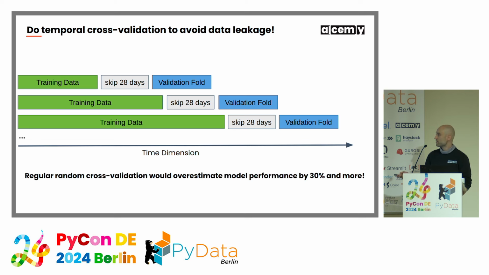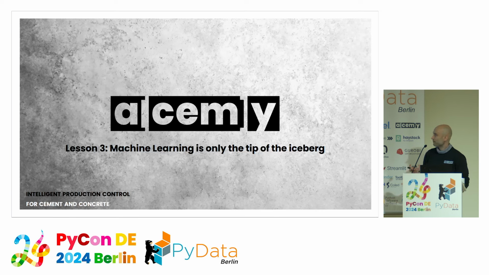If you wouldn't do this, the MAE would be 30% better if we would fool ourselves by random cross-validation. And I mean, there's nothing more embarrassing for a machine learning practitioner than to figure out that the cool model that you had in your notebook performs poorly in a production setting because your metrics were wrong.